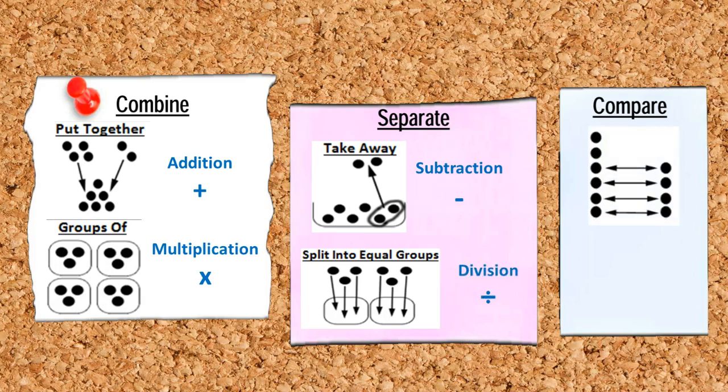Take away represents subtraction. Splitting things into equal groups represents division. If you're dealing with a scenario that compares two different groups of values, you're really being asked to subtract the bigger group minus the smaller group to find the difference between the groups. By thinking conceptually, we can look at the situation and not just at the keywords.